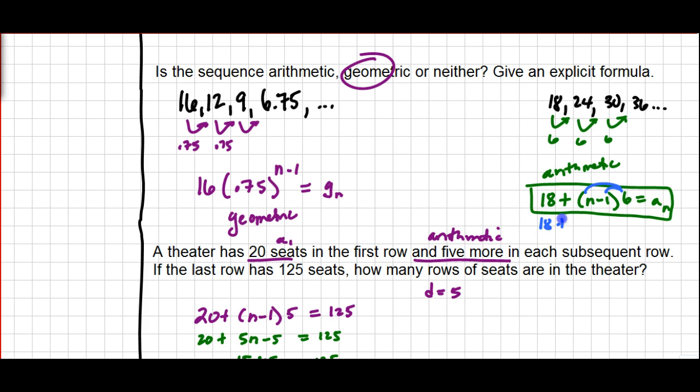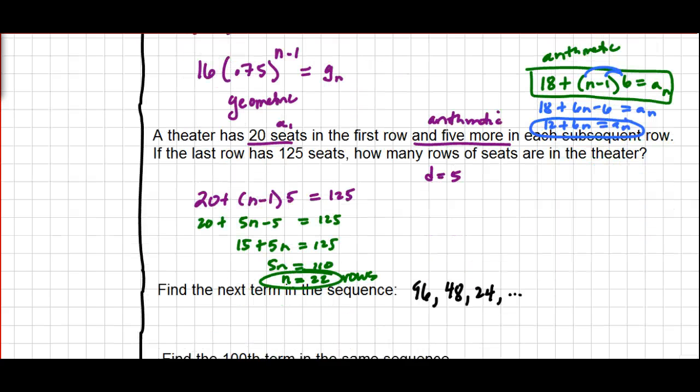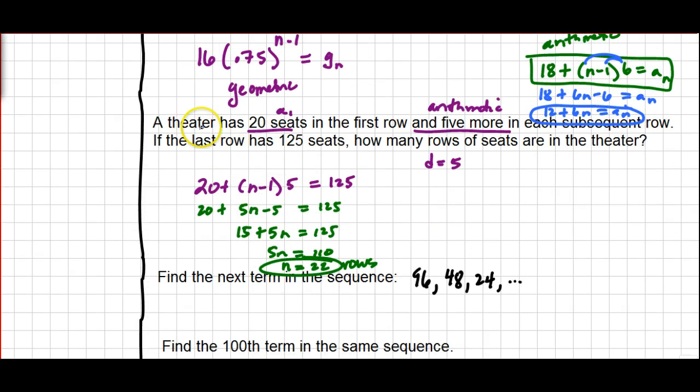So you'd end up with 18 plus 6n minus 6, and the 6 and the 18 there can reduce to a 12. So know that that could be an alternate answer that you could give. Either the green or the blue here is perfectly fine, but know that the book will probably give the blue one as their final answer. So the theater question, we finished that one up. That one had 22 rows altogether, and that's where the 125 came from in the last row.